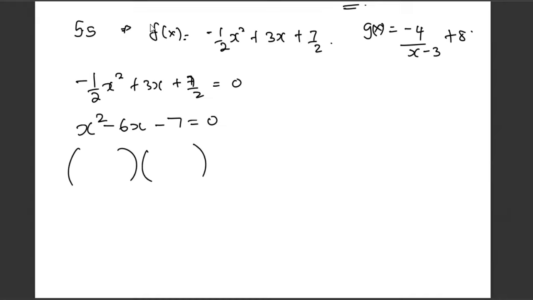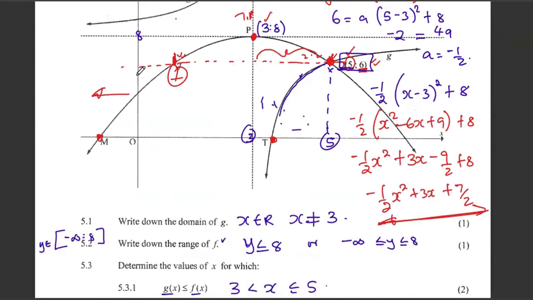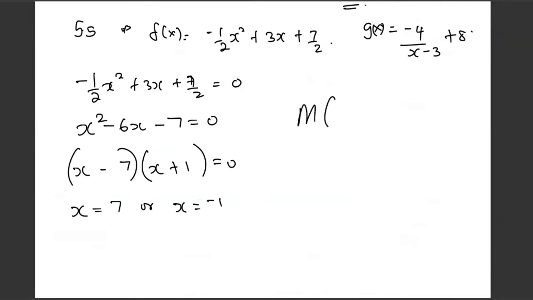When I factor this out, it's going to be x and x. How do I get a -7? It can be -7 and then +1. So this bracket will give me x as 7, or x should be -1. But if I look at my graph, remember we're using the parabola, so our focus is M, which is on the negative side. So the coordinates of M will be (-1, 0).